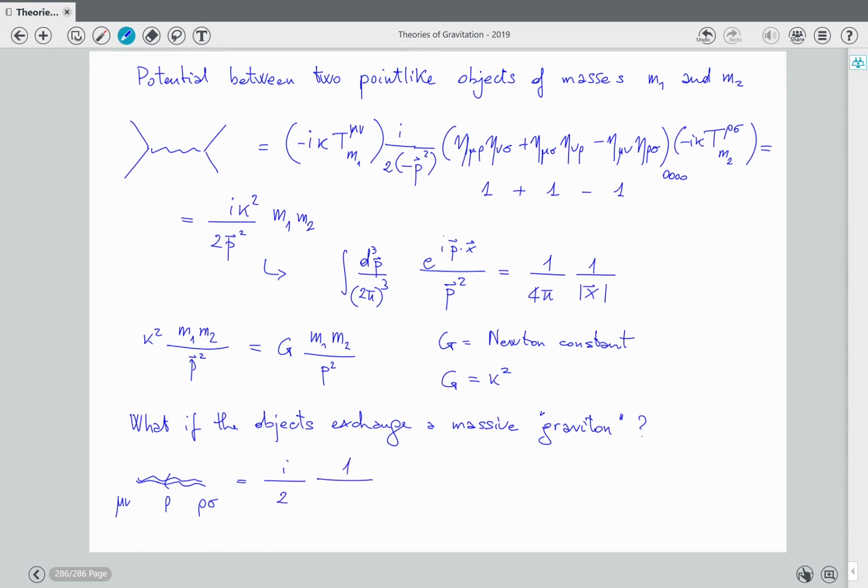So you have 1 over 2, 1 divided by p squared minus m squared, let's say m_g squared, the mass of the graviton. And then we had a similar structure, p mu rho p nu sigma plus, but with pi's and a different coefficient. That is the crucial thing: pi mu sigma minus 2/3 pi mu nu pi rho sigma. And what was this pi? Pi mu nu was equal to eta mu nu minus p mu p nu over m squared.